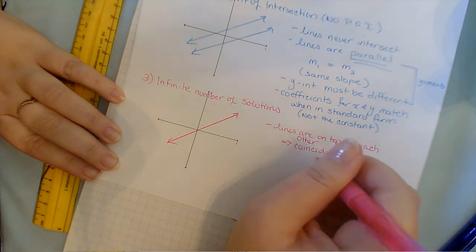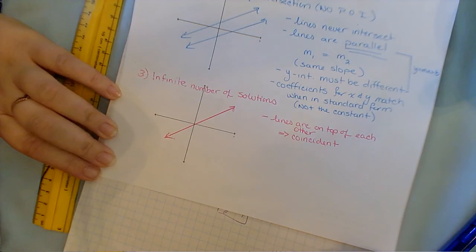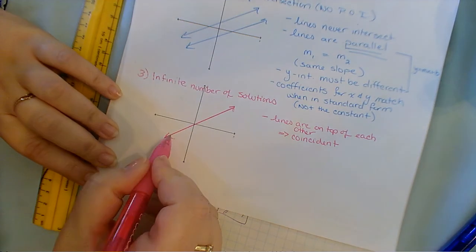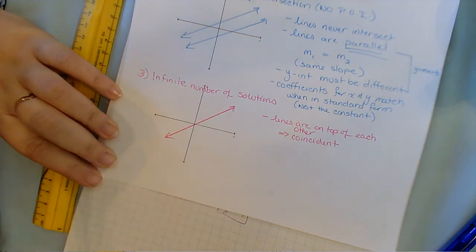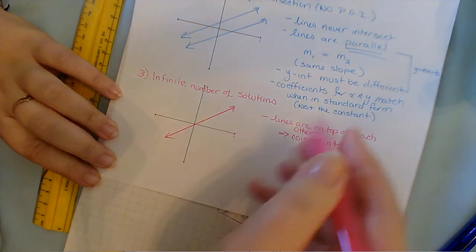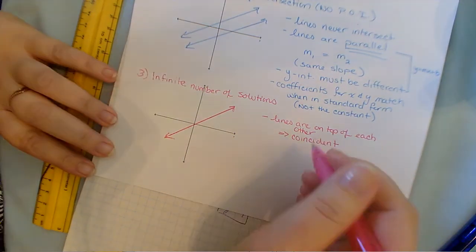So they're the same line, technically. They're in the same location. So this is a point of intersection, this is a point of intersection, this one, this one, this one. Infinite number of points of intersection. They're all points of intersection. So how do you know you have this situation?